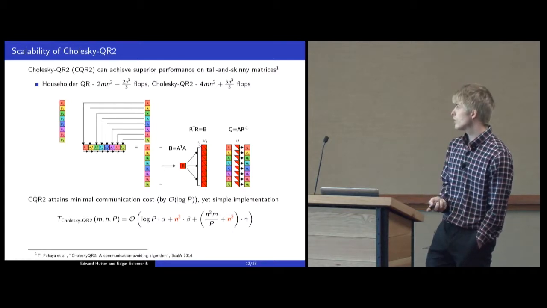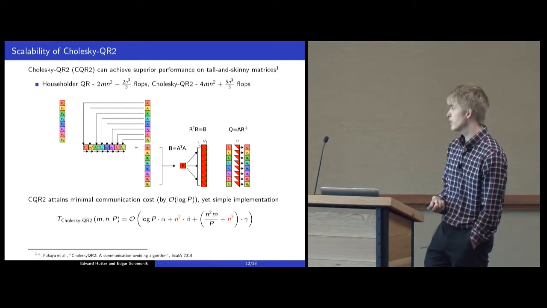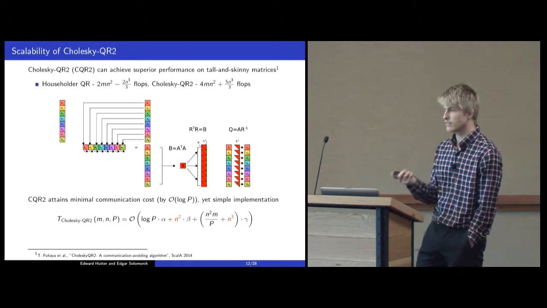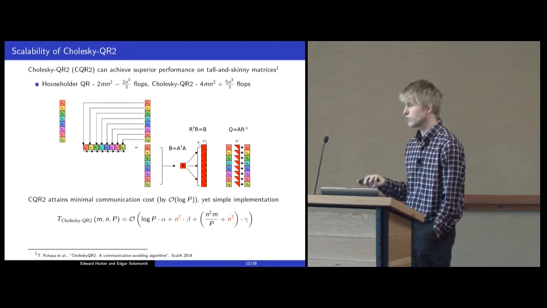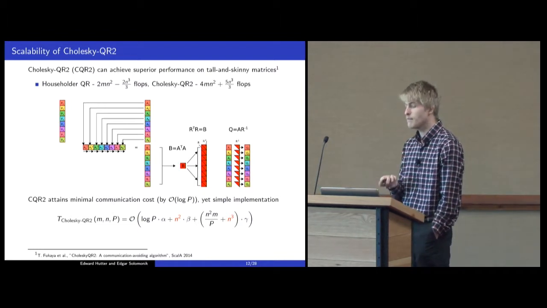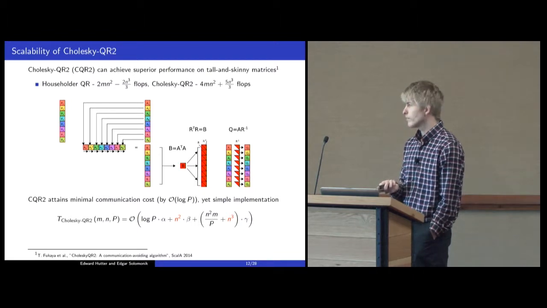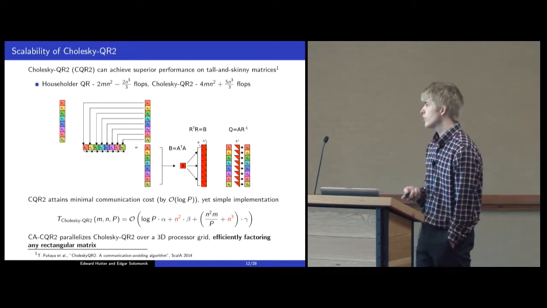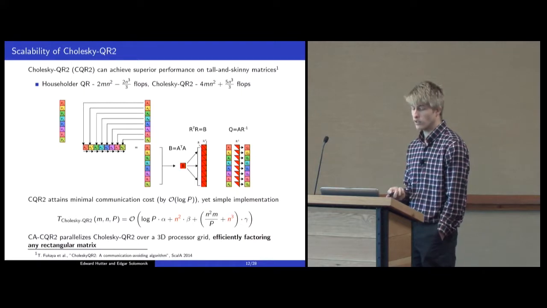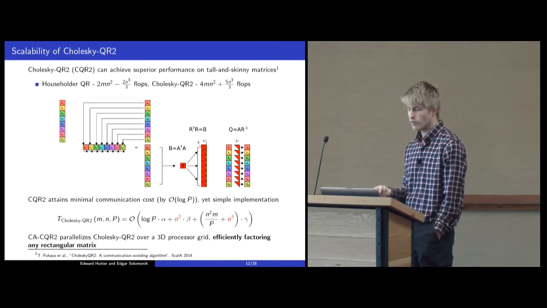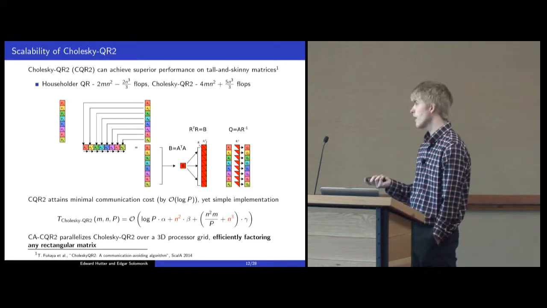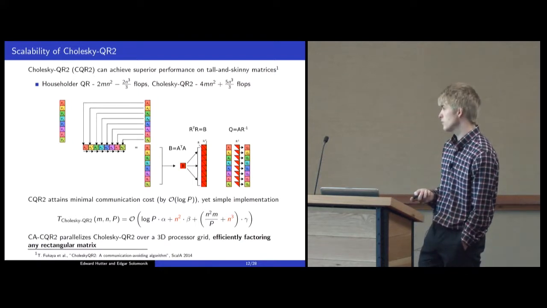But I highlight two cost terms in red here, the communication and the computation, and it's clear that this is not going to scale for a square matrix or really any matrix that's not sufficiently tall and skinny. And so communication avoiding Cholesky QR2, our algorithm, parallelizes Cholesky QR2 over a three-dimensional processor grid, and this allows us to reduce the communication.